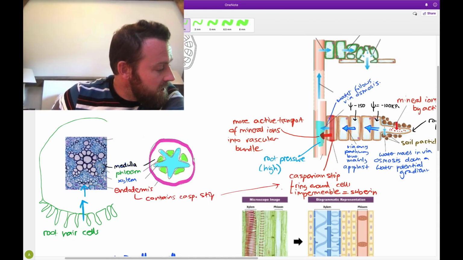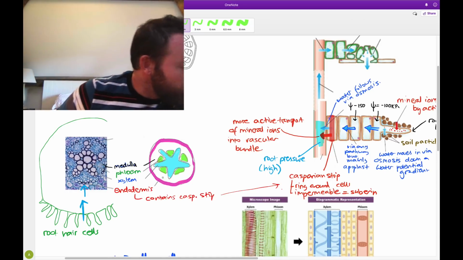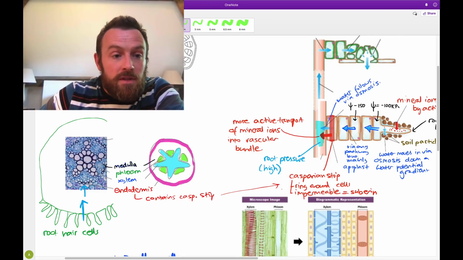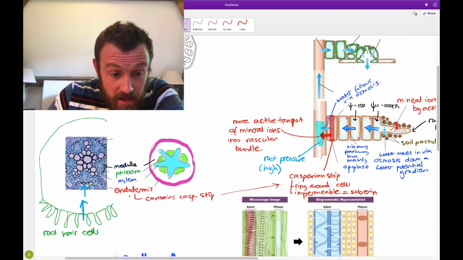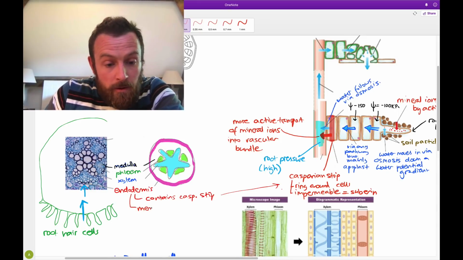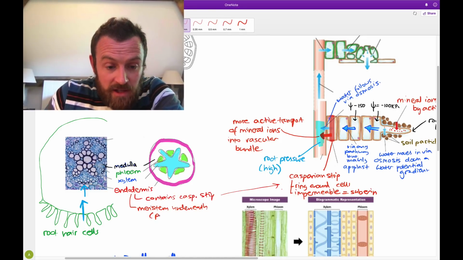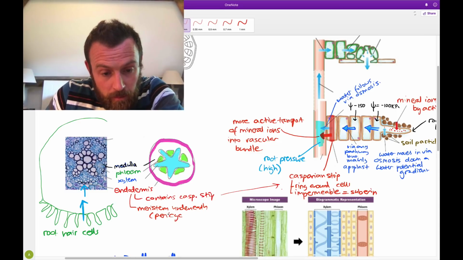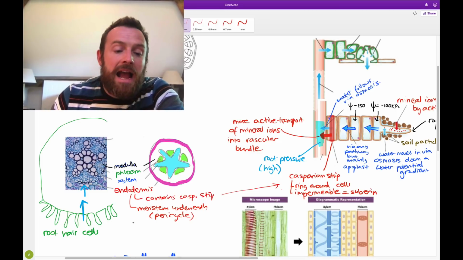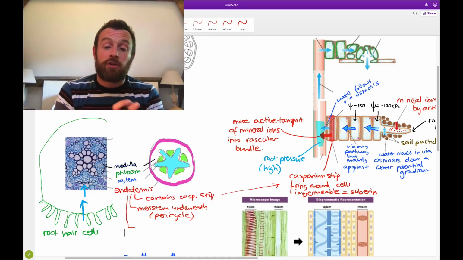Now there is another thing there which you need to know. There is a layer of meristem cells just underneath the endodermis as well. It's called the pericycle, but let's also just talk about that. So endodermis contains a Casparian strip, meristem underneath, and that's called the pericycle. Pericycle, yeah. And the other thing is that the endodermis cells, again, have lots of mitochondria because they're very active.